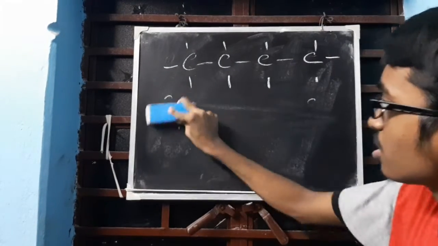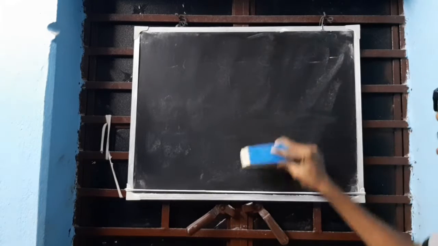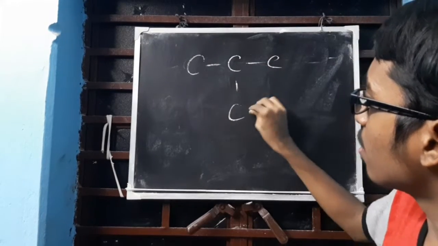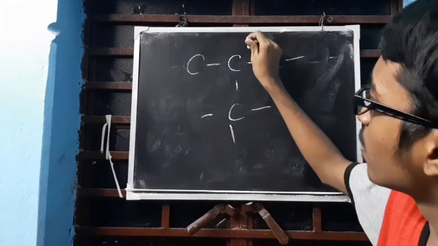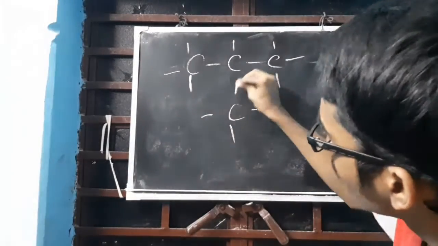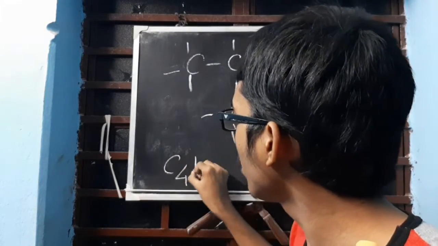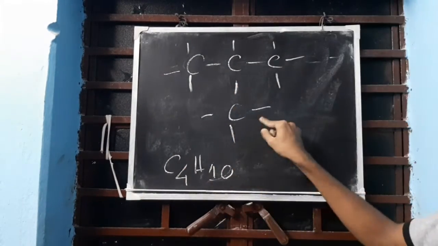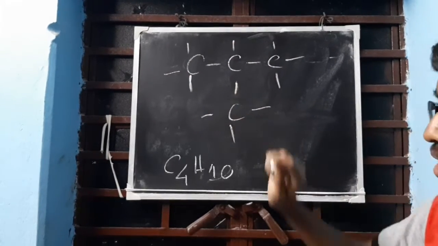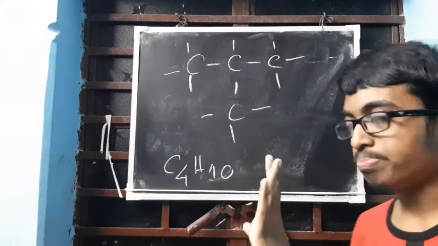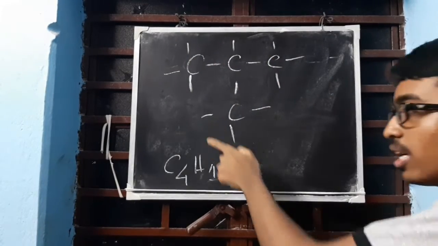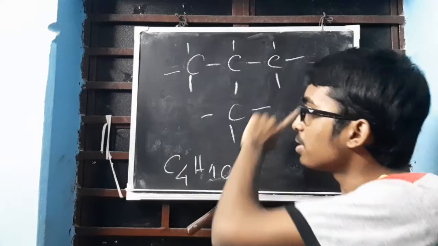Now, if I draw the structure of butane, instead of this straight chain, like carbon, carbon, carbon, carbon, is there any change? The formula remains C4H10. So calculate 1, 2, 3, 4, 5, 6, 7, 8, 9, 10. Do not consider the hydrogen bonded with carbon, be careful, otherwise 11 will come. Clear? C4H10. The formula remains the same, but the structure is different.